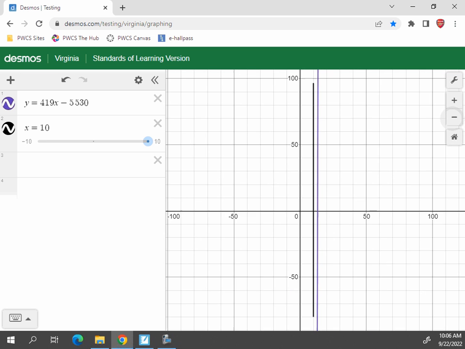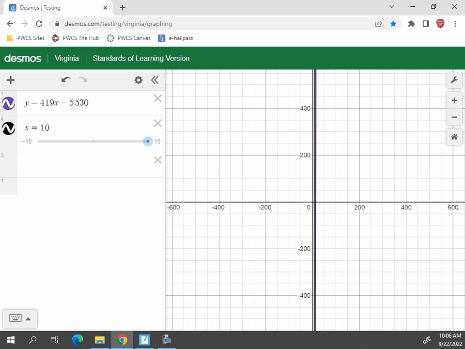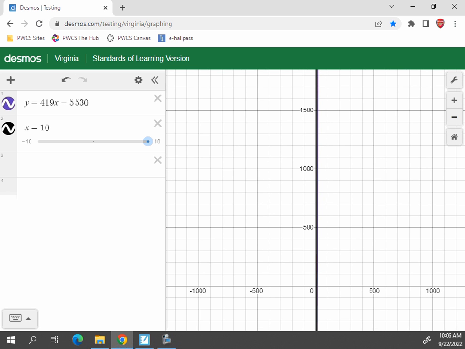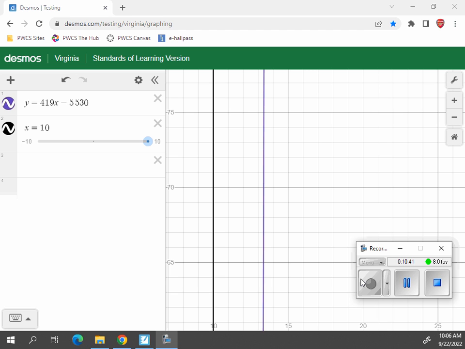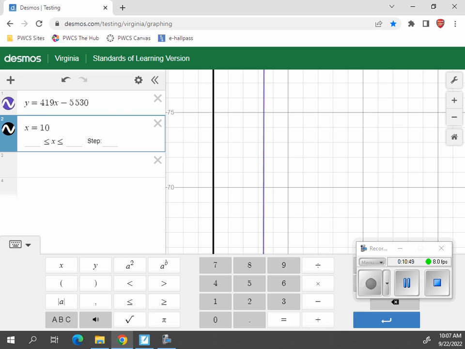So maybe this was not the best problem, or maybe I can't see the point. I'm going to pause and find it. So because my numbers are so big, I can't see the place visually where this crosses, but we have another way to figure out what y is when we plug in 10.